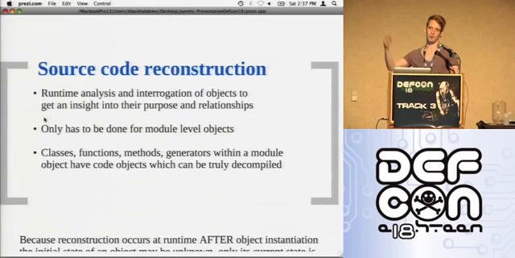So when we're working in memory decompiling, if we can get access to a function, we can get access to the code object and decompile that.